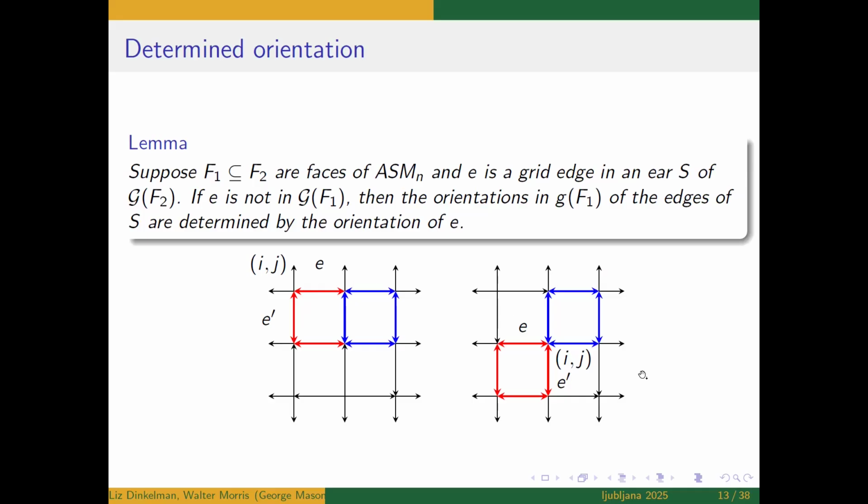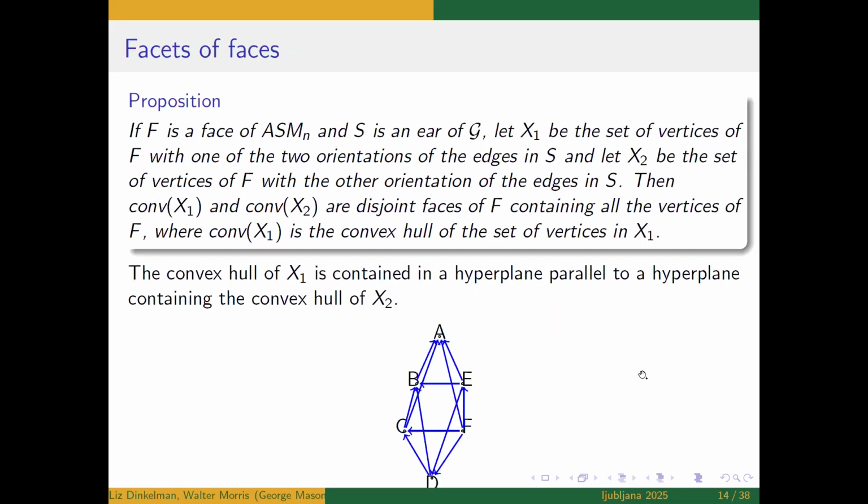The same happens in this second example. So if F is a face of ASM sub n and S is an ear of G, we can let X1 be the set of vertices of F with one of the 2 orientations of the edges in S, and we can let X2 be the set of vertices of F with the other orientations of the edges in S. Then the convex hull of X sub 1 and the convex hull of X sub 2 are disjoint faces of F, containing all the vertices of F.